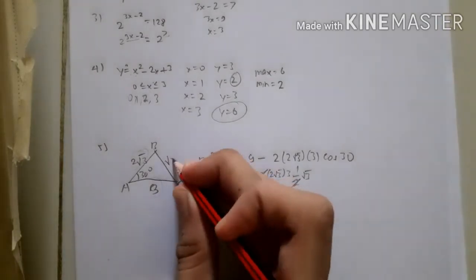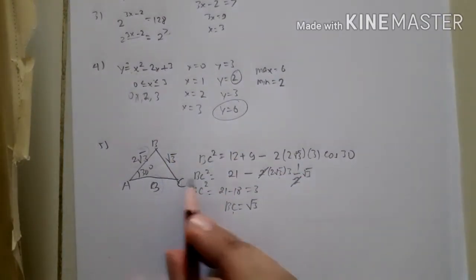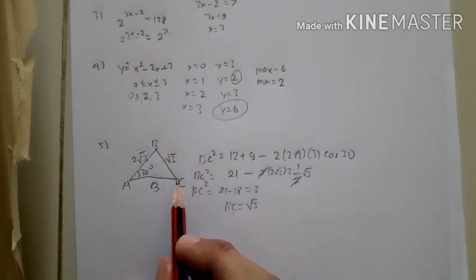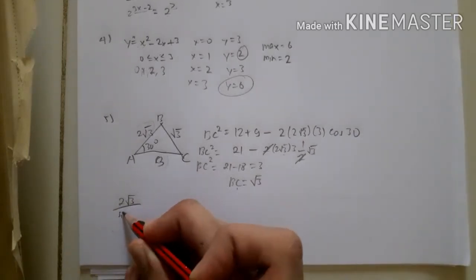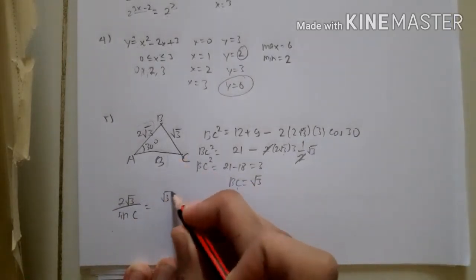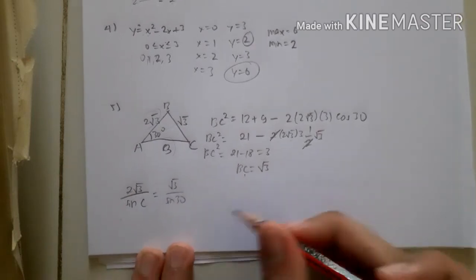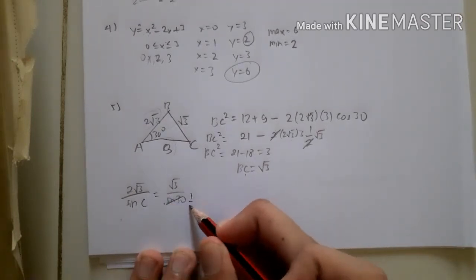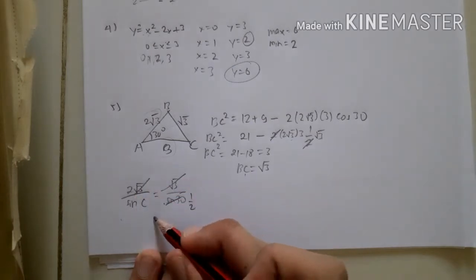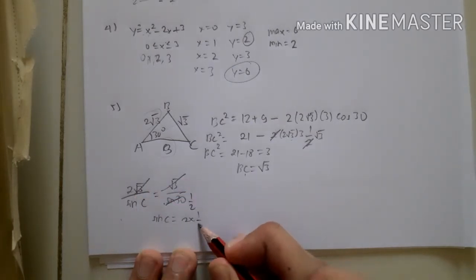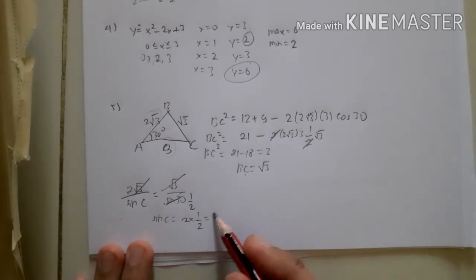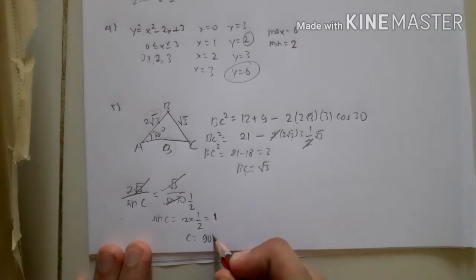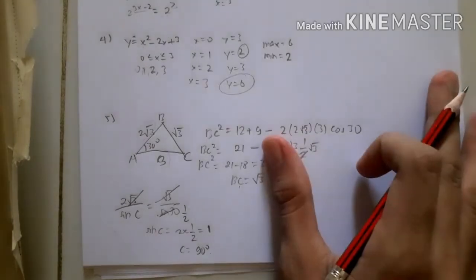Now, because BC is root 3, we can find angle C. For angle C, you can use the sine law, where 2 root 3 over sine C equals root 3 over sine 30, which is half. Just cross it out. So sine C is 2 times half, which is 1. And the angle that fulfills sine equals 1 is C equals 90 degrees. Okay, so that is for number 5. Now for number 6.